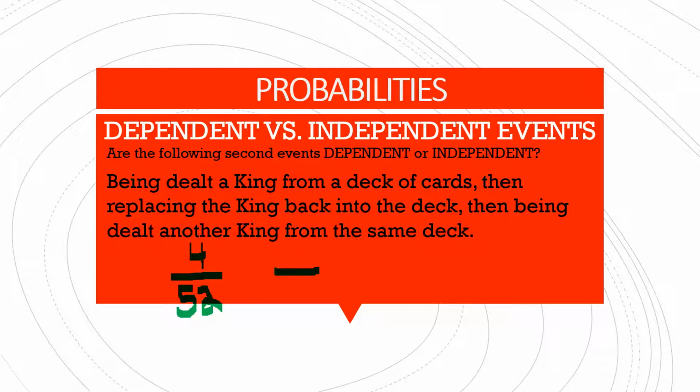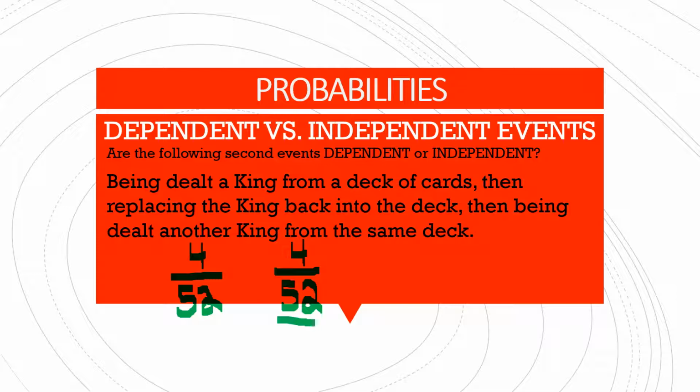Now, since you put the card back, you replaced the card back into the deck, there are still 52 cards in the deck because you're not holding on to that first king that you got. You put it back. You replaced it. So there are also 4 kings possible out of the deck because, again, you didn't hold on to that king, you put it back into the deck.